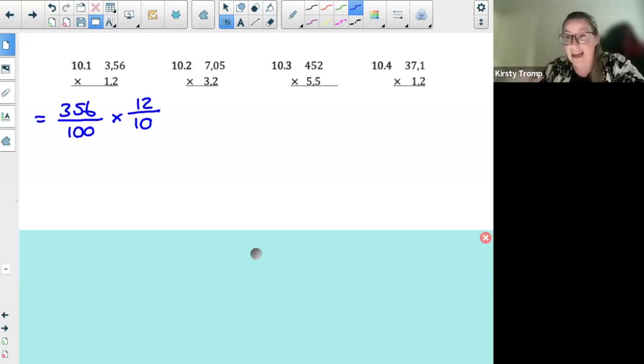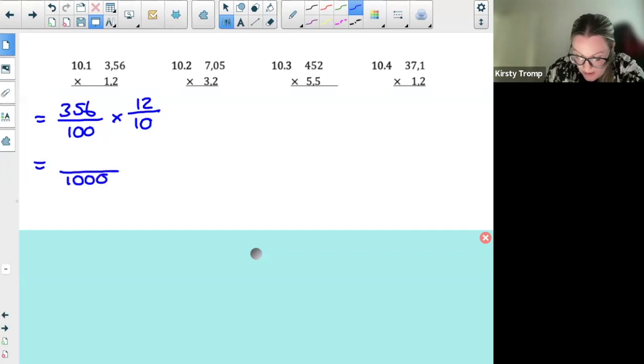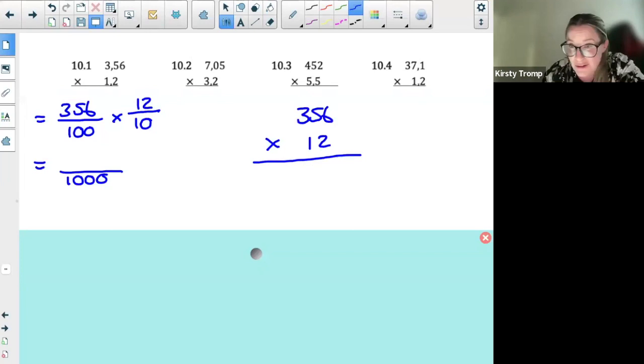And then I would go and I would break out my multiplication on the side. Okay. So I would say to myself, all right, on the bottom, I've got 100 times 10, which gives me 1,000. And I've got 356 and I'm multiplying that by 12. Okay. I like to do it this way. Just because I like to do it this way doesn't mean you have to do it this way. All right. But I start with my 2's. 2 times 6 is 12. Carry the 1. 2 times 5 is 10. Plus the 1 is 11. 2 times 3 is 6. Plus the 1 is 7.